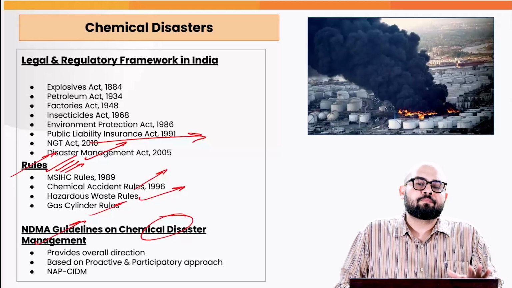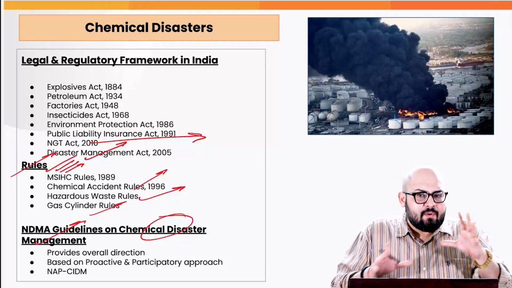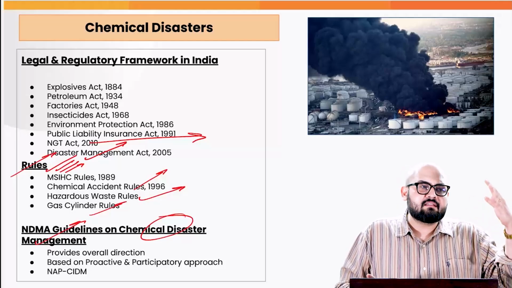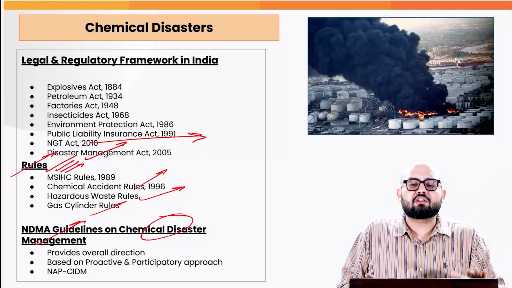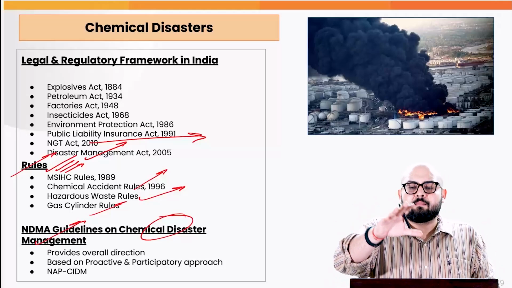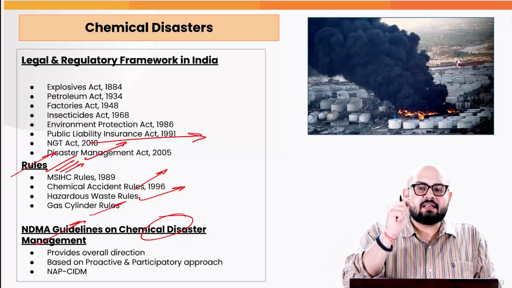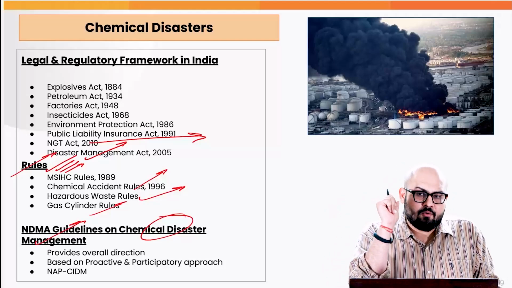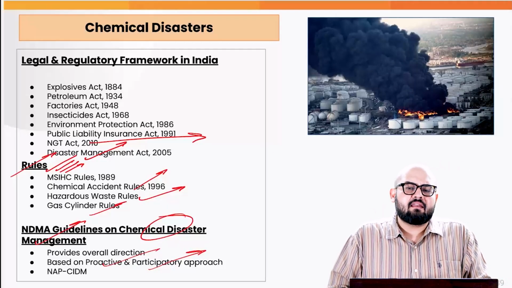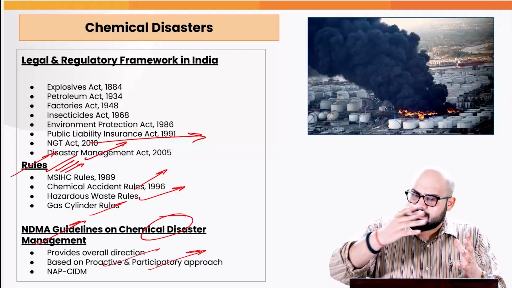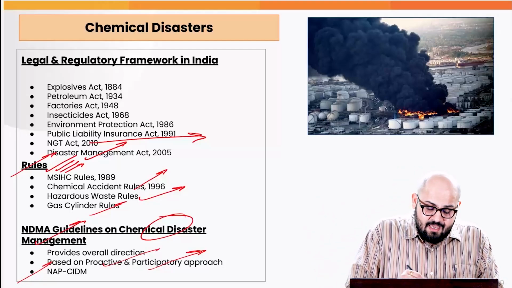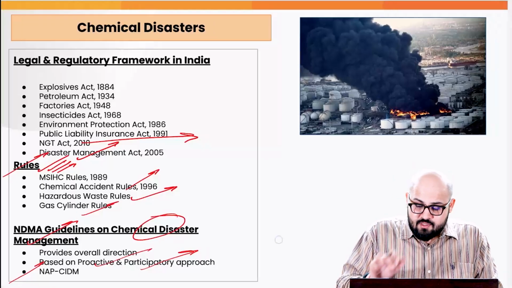Now, these guidelines which the NDMA has come up with are very comprehensive in nature, and they provide the overall direction to various units, be it the central government, the state government, or the local authorities, on how a particular unit has to perform. And these state governments or local authorities are mandated to see whether different industrial units are abiding by those things or not. Based on a proactive and participatory, multidisciplinary approach, it includes various stakeholders, as I said, central government, state government, local authorities, right? Also, we have the National Action Plan on Chemicals and Industrial Disaster Management, right? So this must be understood.